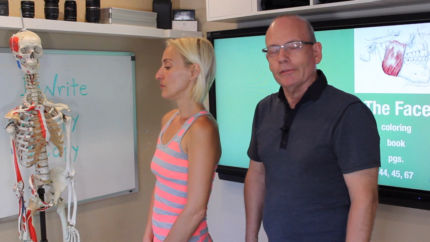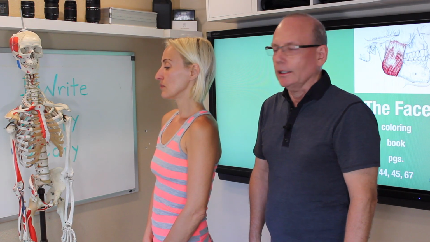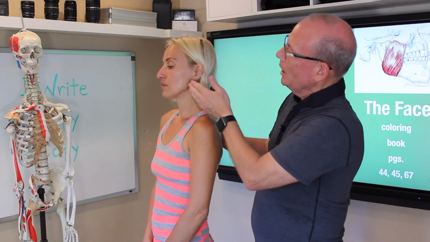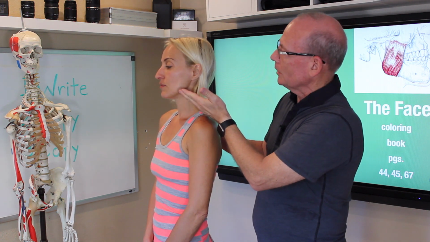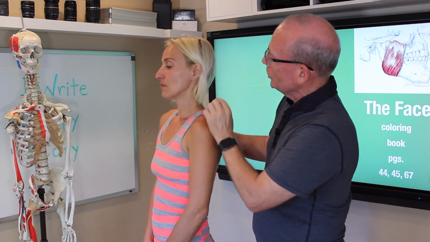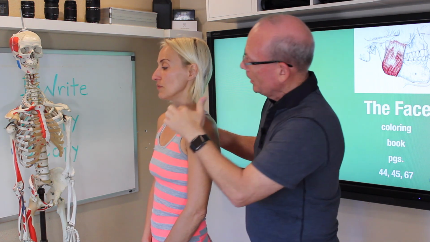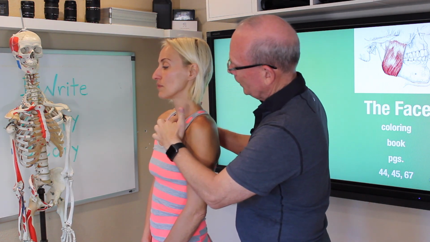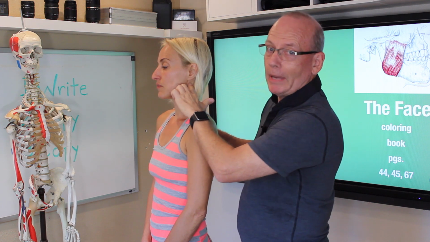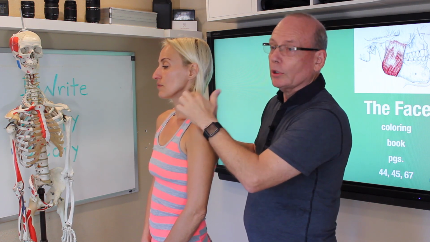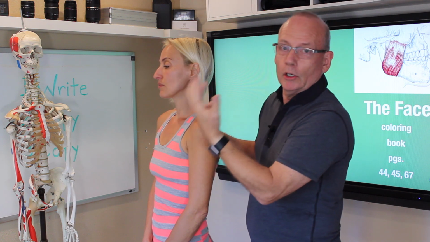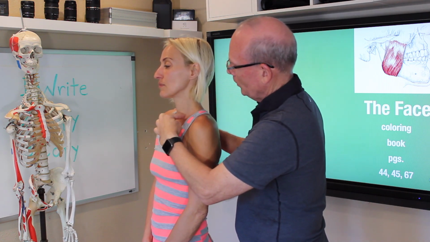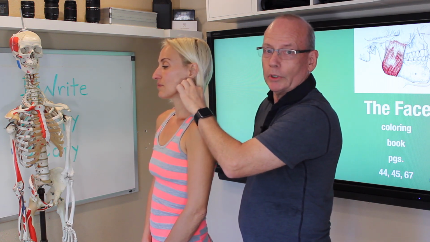The muscles of the face and neck include the masseter. The masseter is the chewing muscle. We have the sternocleidomastoid that goes from the sternum and clavicle to the mastoid process. Sternocleidomastoid. The name is sternum, clavicle, and mastoid.